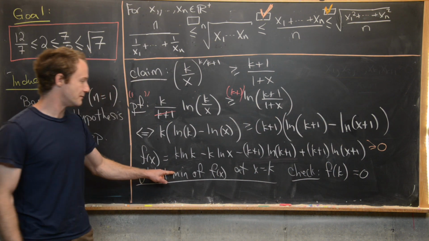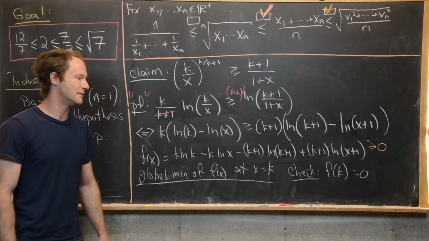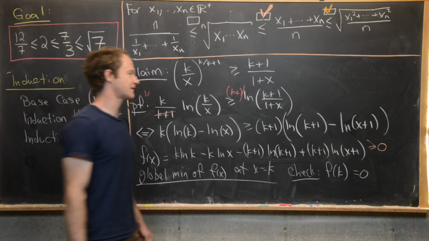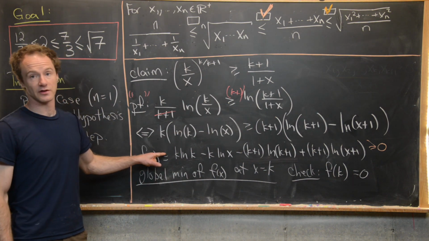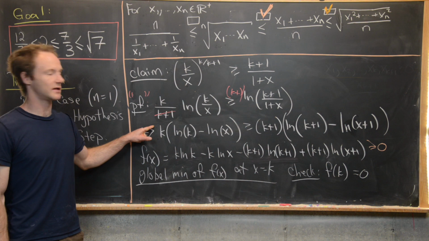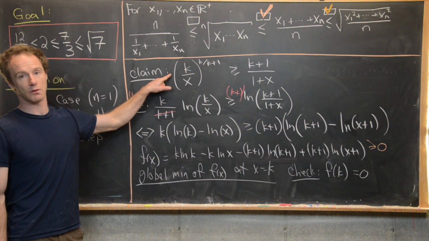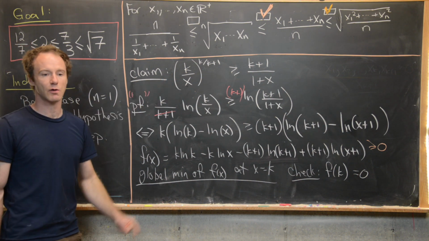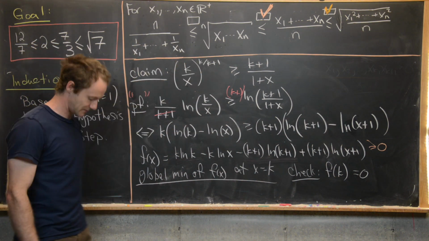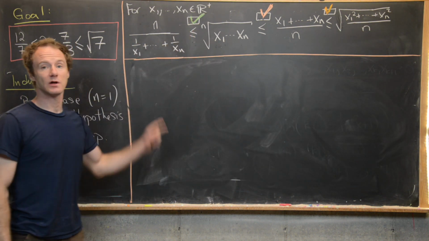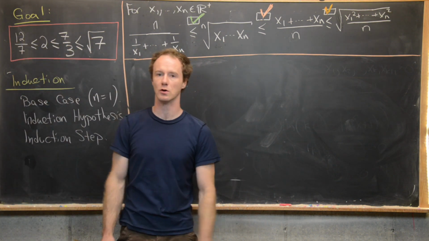So if we have a global minimum at x equals k, and that global minimum is 0, then that means that this function is always bigger than or equal to 0. But recall, this function being bigger than or equal to 0 is equivalent to this inequality, which is equivalent to this inequality, which is equivalent to our claimed inequality. But our claimed inequality finished the induction step of this harmonic geometric mean inequality. Now we'll apply this inequality to a set of numbers in order to retrieve our goal inequality.